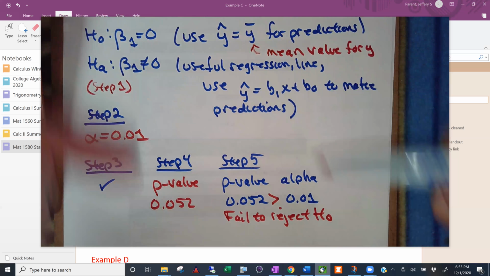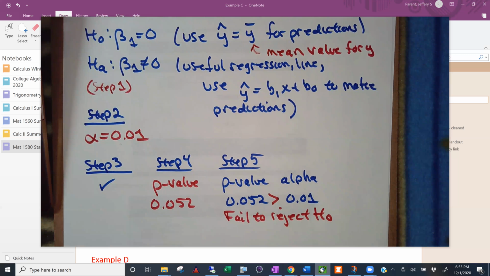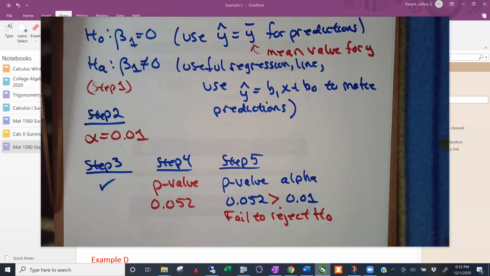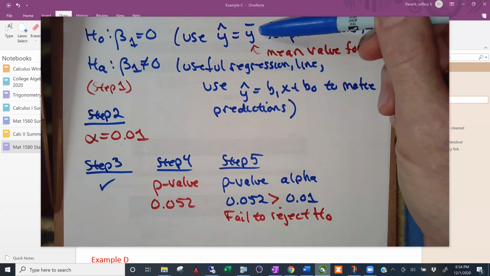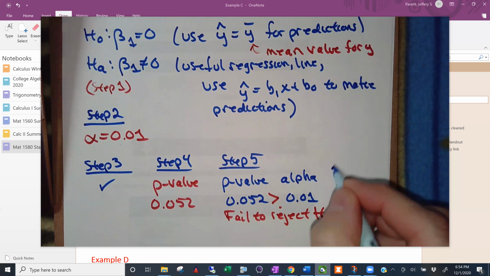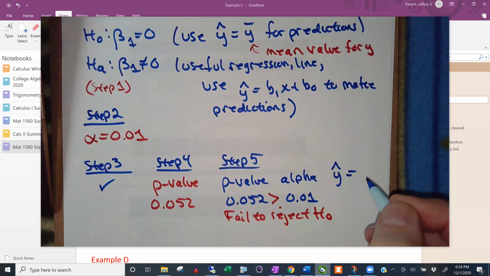Now, we came a long way just to find out we don't have to work too hard for this problem. So what the problem asked you was, what's the best predicted value for y hat when x equals 7? That's over here. Well, because we weren't able to reject the null hypothesis, the best predicted value is simply going to be y bar. So the answer to this question is y hat equals the mean, and that mean value was 6.